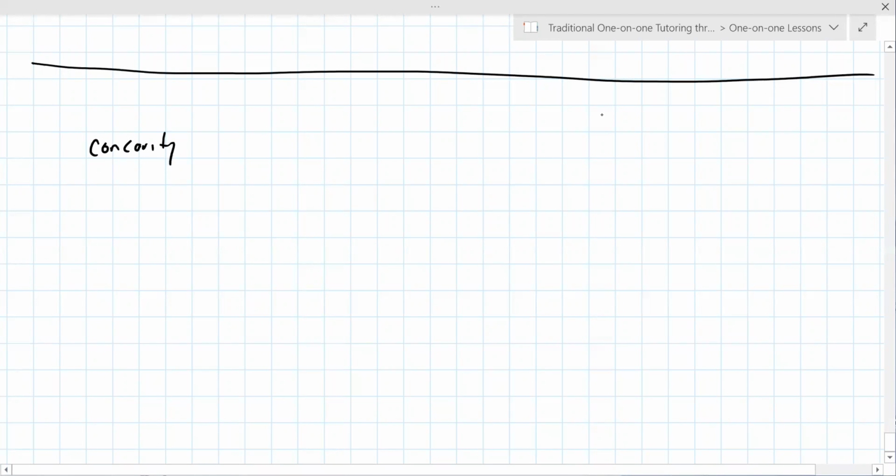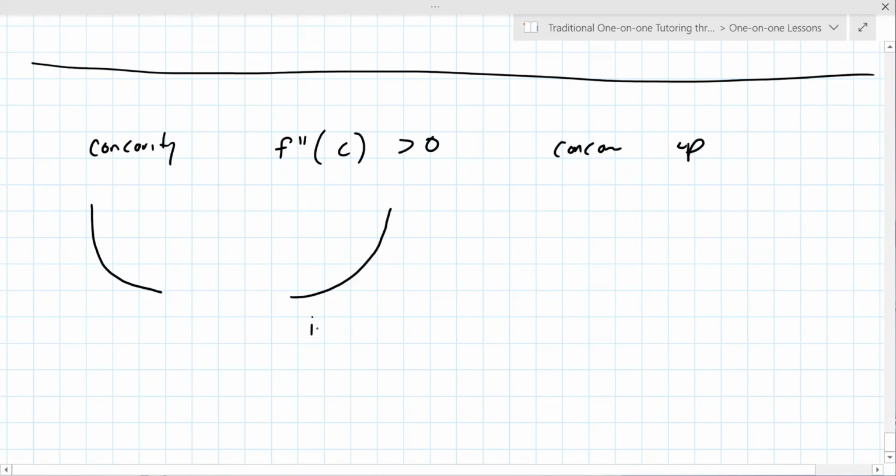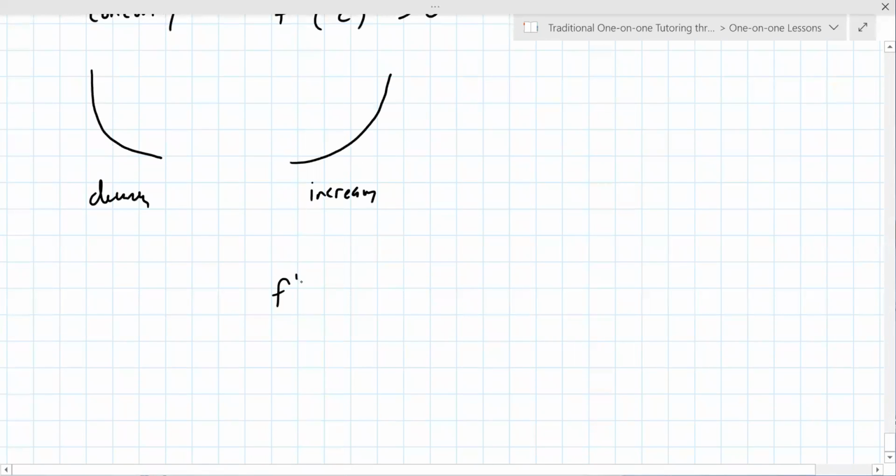Okay, concavity. So concavity is your second derivative. If your second derivative at a point is greater than 0, that means it's concave up. And there's a couple of types of concave up. There's this type of concave up, which is actually decreasing. And then there's this type of concave up, which is increasing. You can see that this one is increasing. This one is decreasing. And then the other possibility is that the second derivative is less than 0, and that means it's concave down.